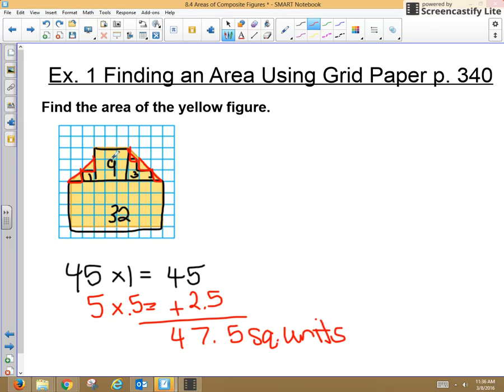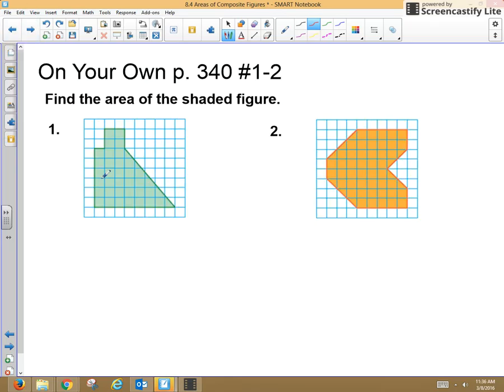So all you have to do is count them. Remember, triangles only count as half a unit. Right now, I'd like you to try on your own numbers 1 and 2. Find the area of each of the shaded figures. And remember to break it up into full squares and then those partial triangles.